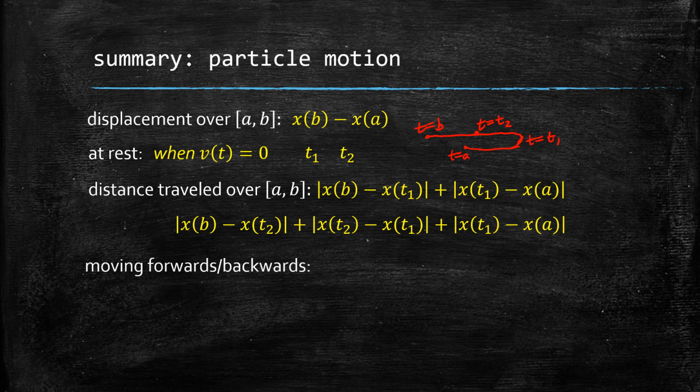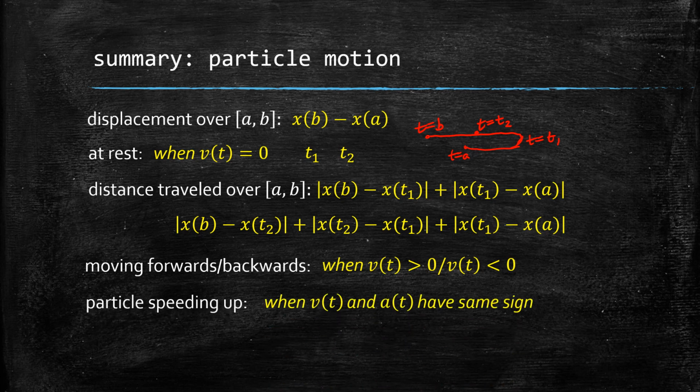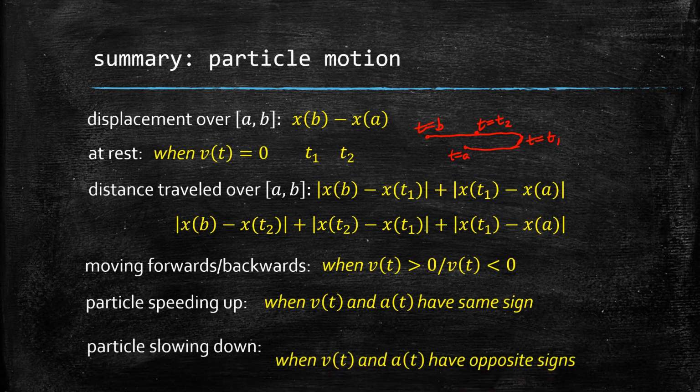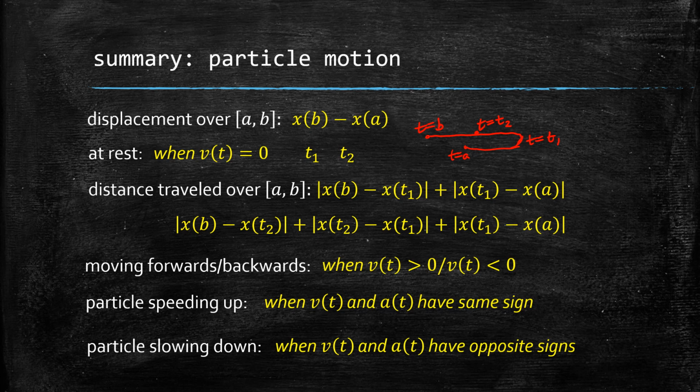Okay, when is it moving forwards or backwards? Well, velocity is greater than 0 for forwards. Forwards means either to the right if you're on the x-axis, or upwards if this particle is traveling on the y-axis. And backwards is when the velocity is less than 0. When is the particle speeding up? When v and a have the same sign. And when is a particle slowing down? When the velocity and acceleration have opposite signs.